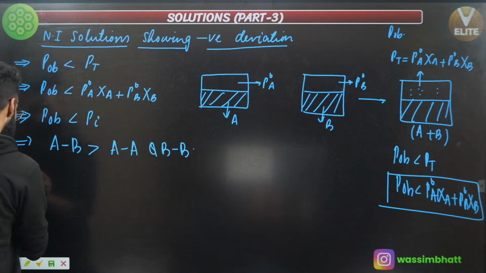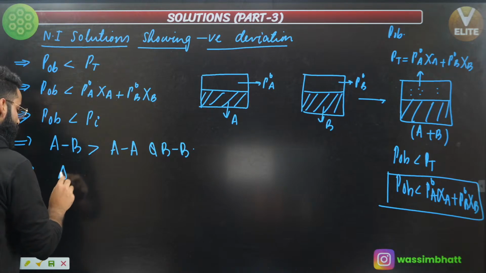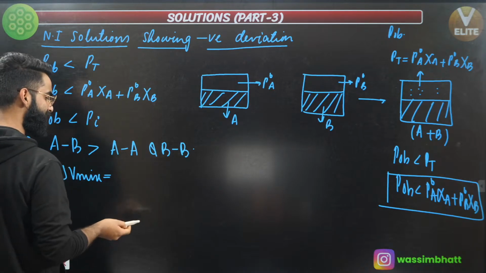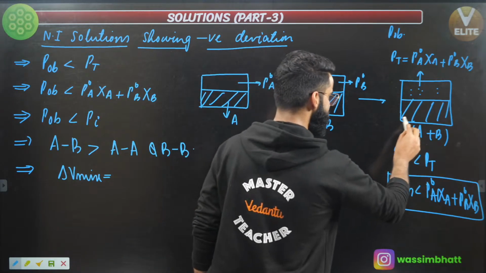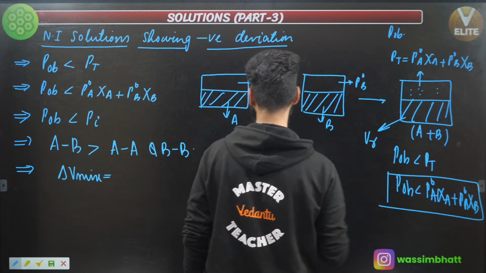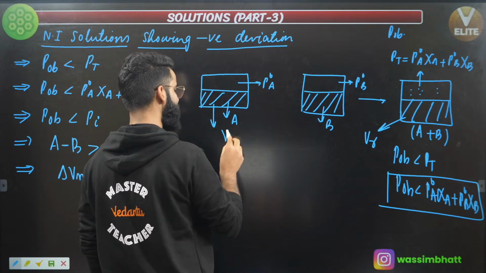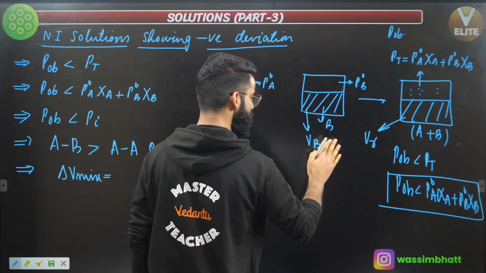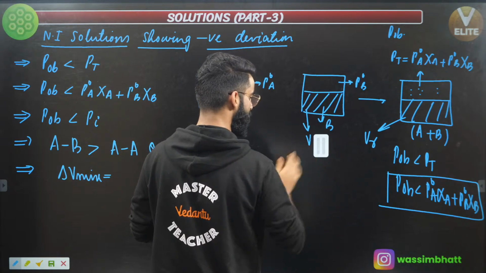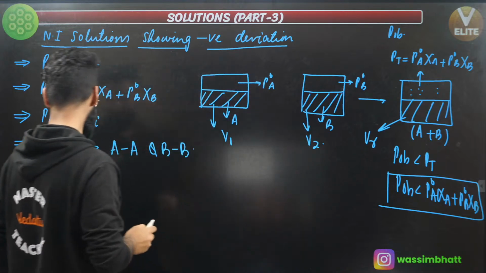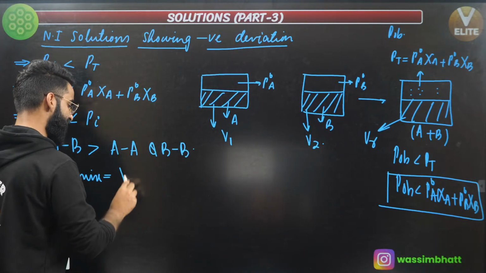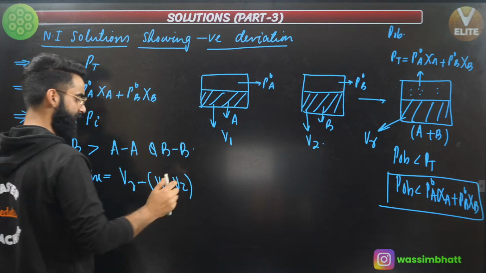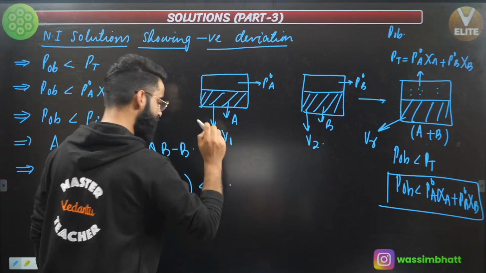Right? Now people understand. If I ask you delta V mixing, what is delta V mixing? Delta V mixing is final volume minus initial volume. Let's assume the final volume of this solution is VR. Let's assume the volume of liquid A over here was V1, and the volume of liquid B over here was V2, correct? So delta V mixing is final volume minus initial volume. Initial volume is V1 plus V2, correct? It will be definitely negative over here.